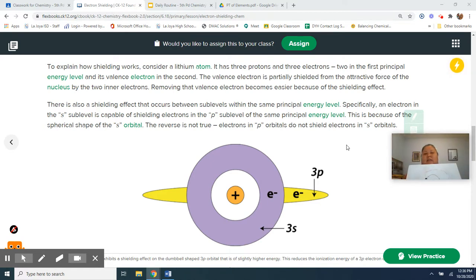Now in the first principal energy level, you have 2. That's the one in black, right? This is your first energy level. And its valence electron is in the second energy level. That's the one that you see here in red.